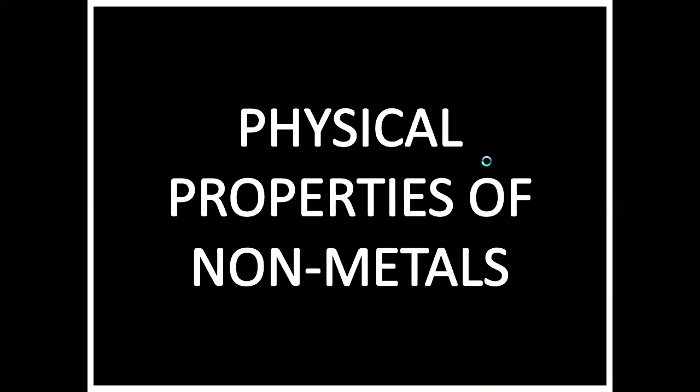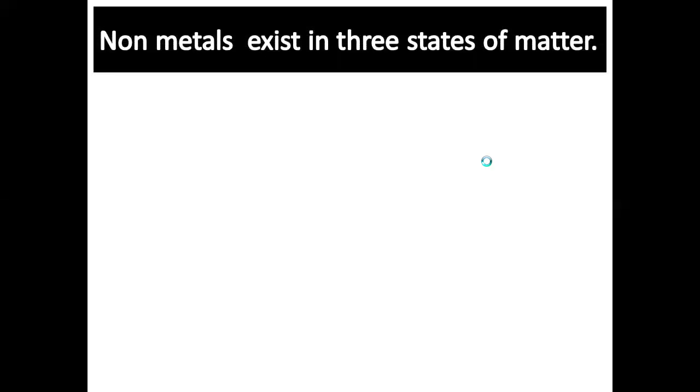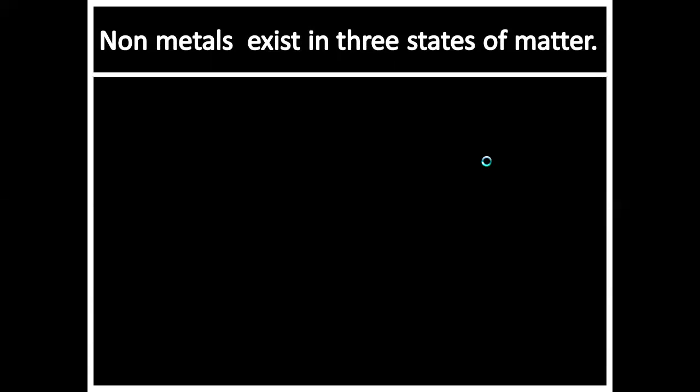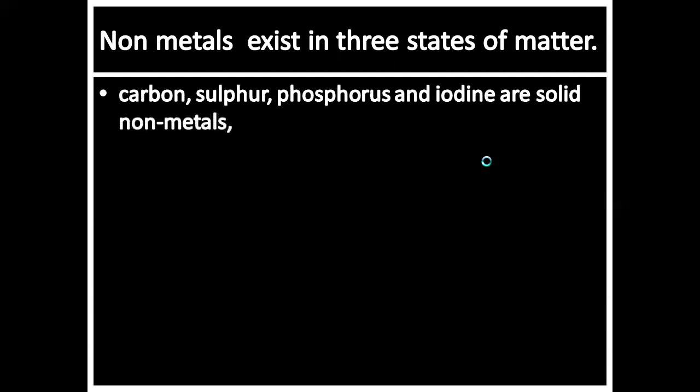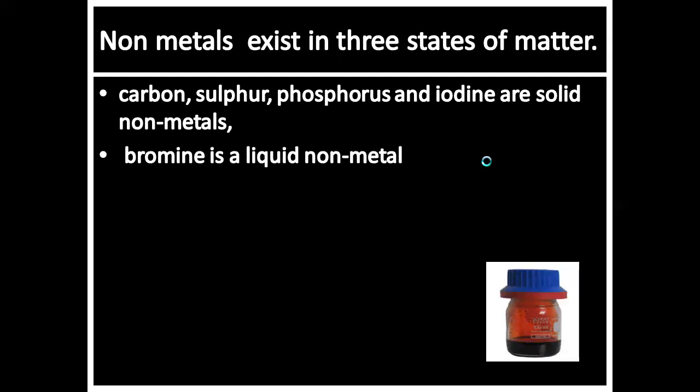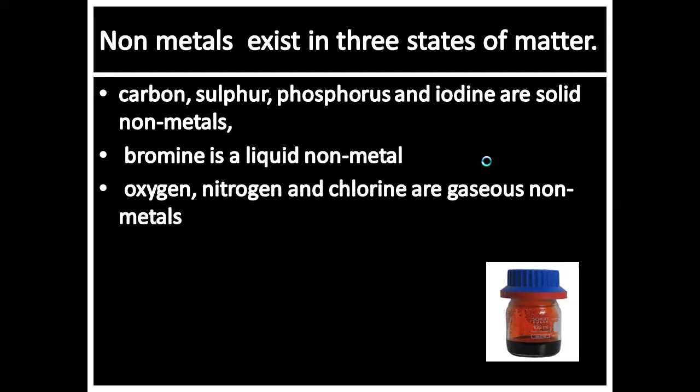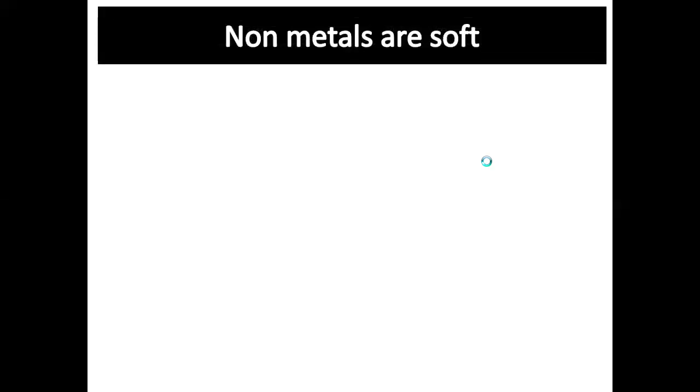Physical properties of nonmetals. Nonmetals exist in three states of matter. Carbon, sulfur, phosphorus and iodine are solid nonmetals. Bromine is a liquid nonmetal. Oxygen, nitrogen and chlorine are gaseous nonmetals.